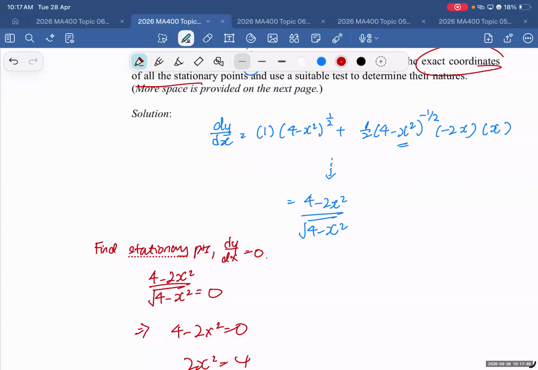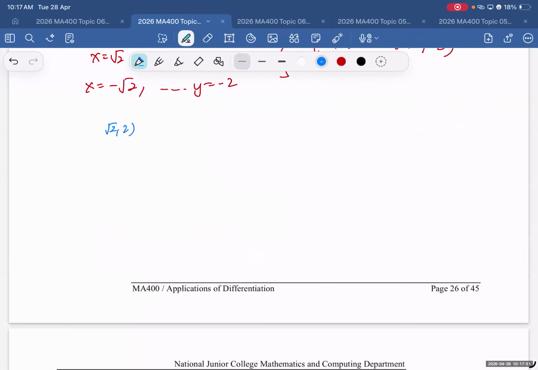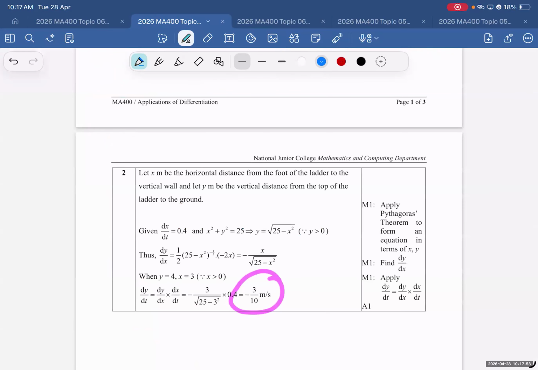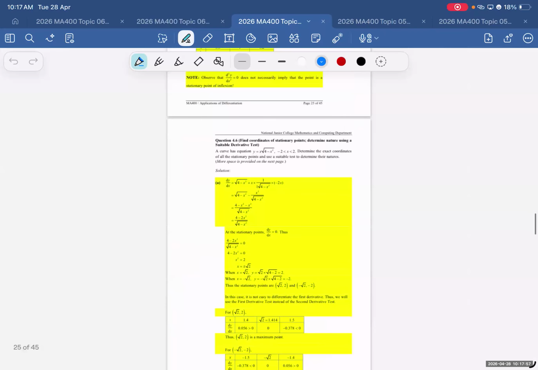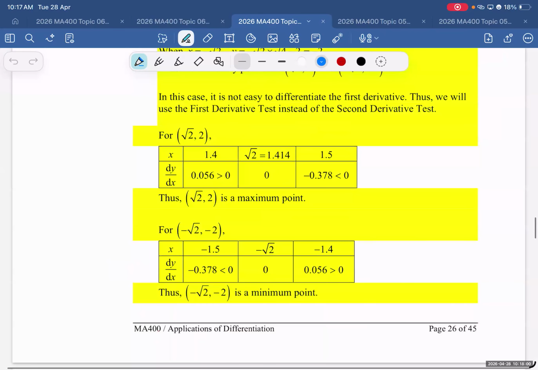Square root 2. Then I draw my table. Slowly, I hope you all get that. So now I slowly show you all the answer. Question 4.6. I think most of you are around there now. I'll go to 4.7 in a while.